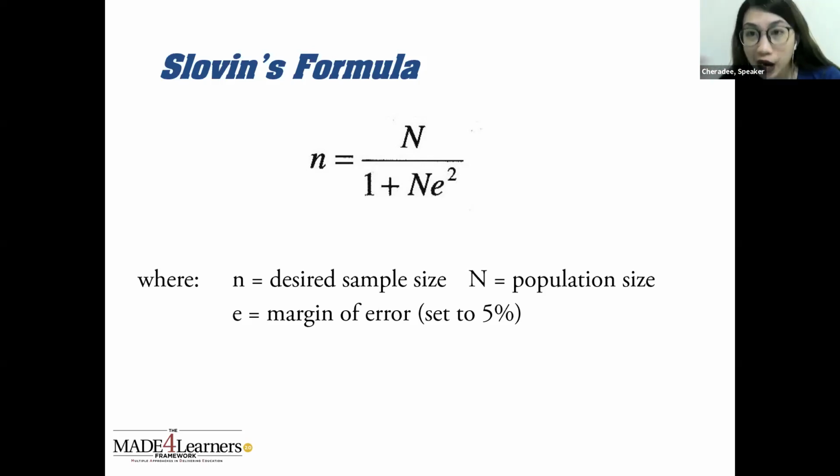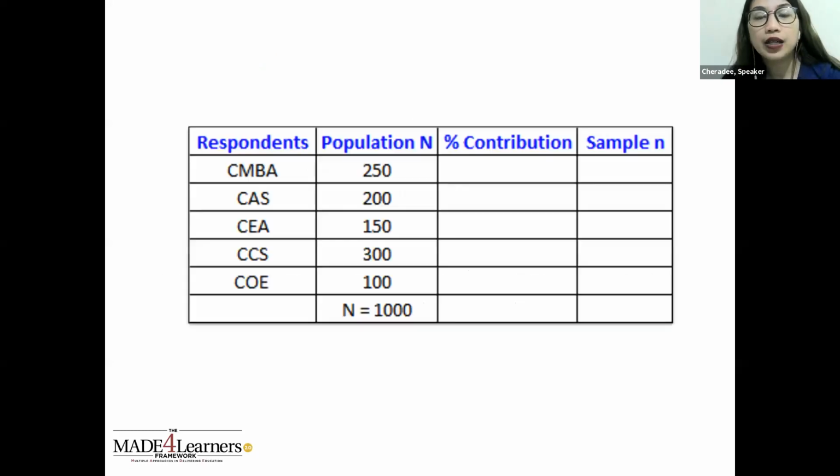And then you have to square that one. Again, the square is only applicable to the e, meaning your margin of error. All right? And then your capital N is your population size. And then your small n now is your desired sample size. Do we have an example here?